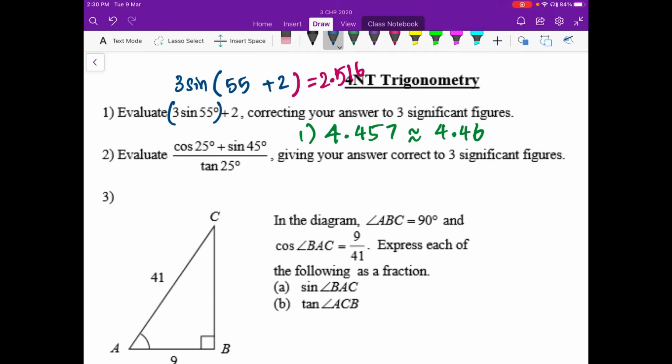Yao Jin? You get the first one correct? Correct. Which one? 2.516 or 4.46? Then wrong lah. So this is wrong. Next question.